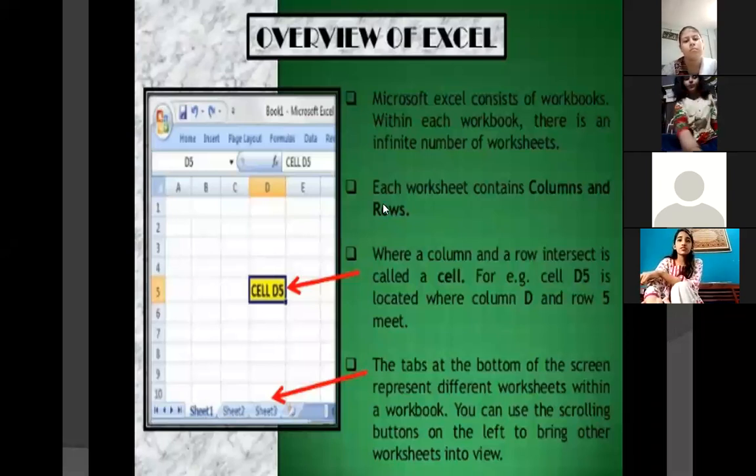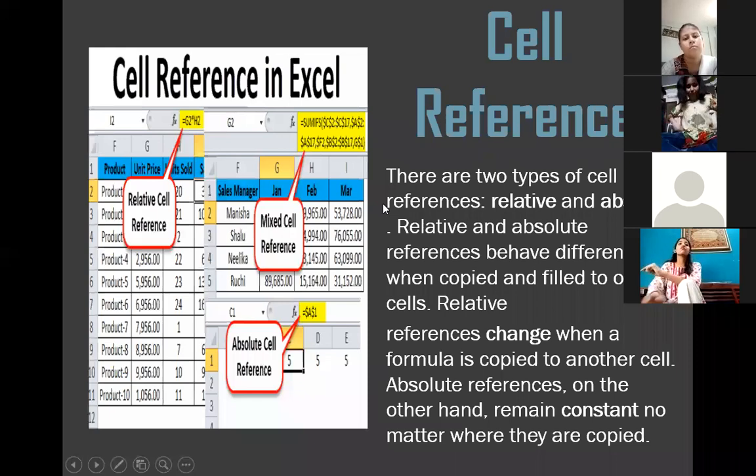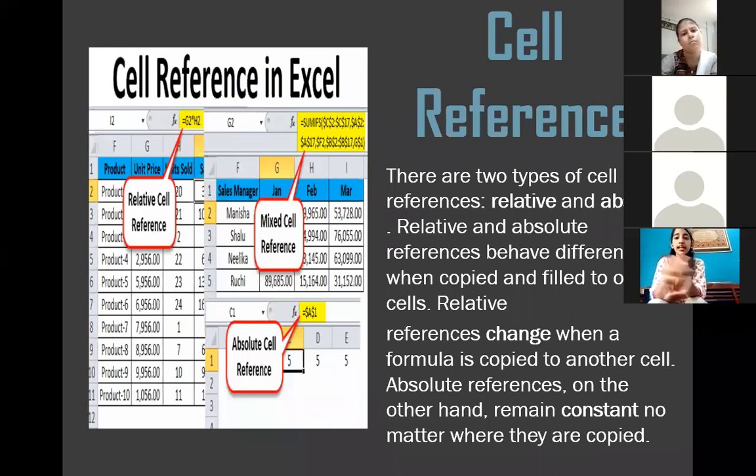Now, moving towards today's topic, which is cell reference. Now, class, what is cell reference? There are two types of cell references, relative and absolute. Relative and absolute references behave differently when copied and filled to other cells. Relative references change when a formula is copied to another cell. Absolute references, on the other hand, remain constant no matter where they are copied. So there are two types of cell reference.